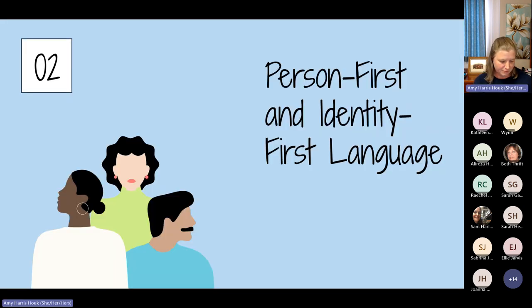Okay, so now we're going to jump into person first and identity first language. Still kind of new at presenting in Teams. I wish I could see y'all, but that's okay. So for some of you, again, this might be new information. For some of you, it might be something that you're already super comfortable with.